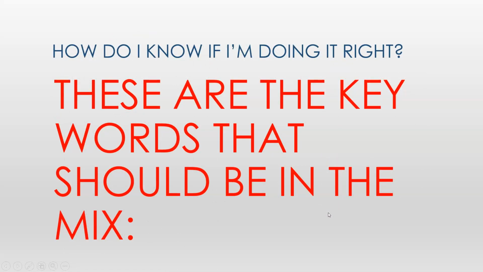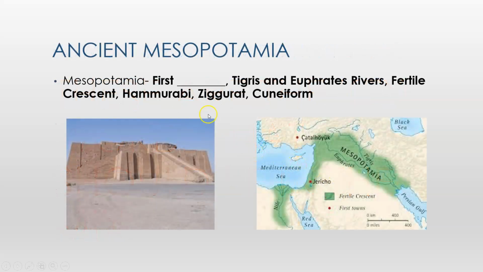Now, here's a question I've been receiving from a lot of people. How do I know if I'm doing it right? And that's a great question. That's a fair question. So let me try to help you out here in this area. And these are the key words that should be in the mix while researching these people, okay? So with ancient Mesopotamia, you should have a lot of "first" fill in the blank. They did a lot of things for the first time. Tigris and Euphrates rivers need to be in the mix. The Fertile Crescent should be in the mix. Code of Hammurabi, Ziggurat, this is a ziggurat right here, and cuneiform, which is their form of writing. Those are the words that should be in the mix.